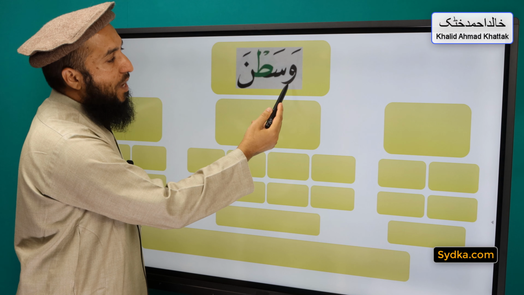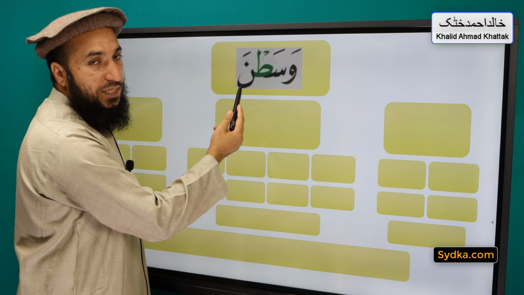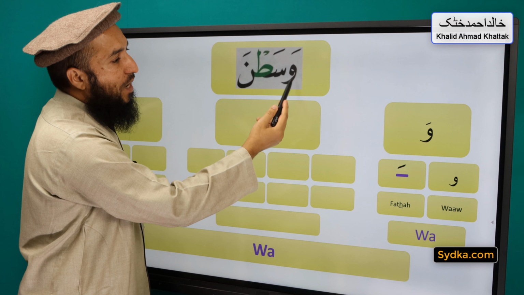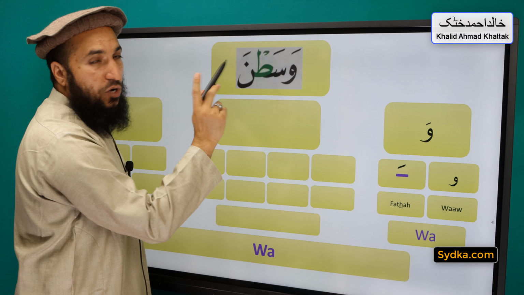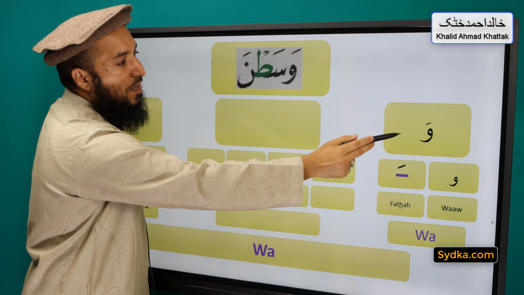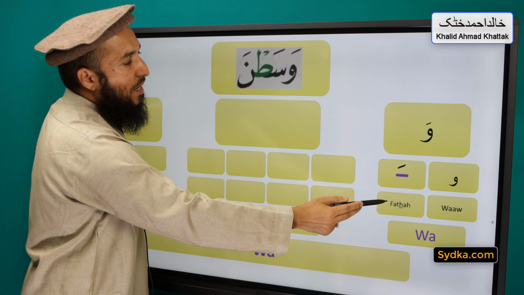The first one is wa, the second one is satu, and the third one is na. So the first syllable we have is waw fatha wa. Waw is a light letter, it has fatha on top of it, and it is prolonged for 1 count. Waw fatha wa.